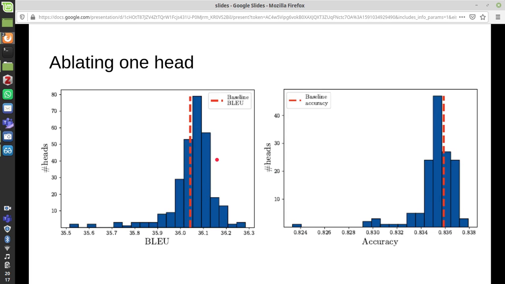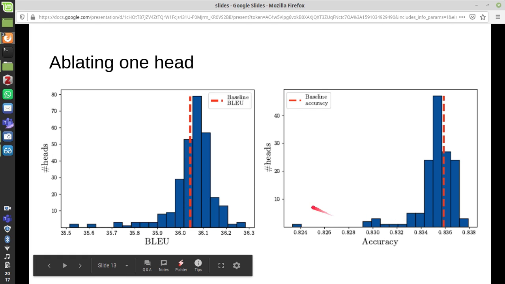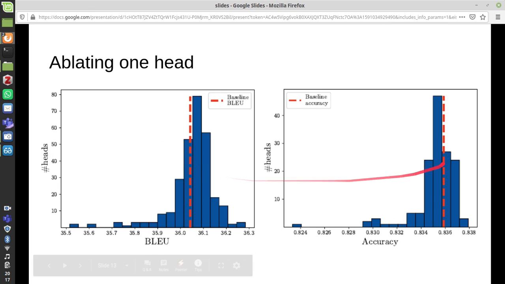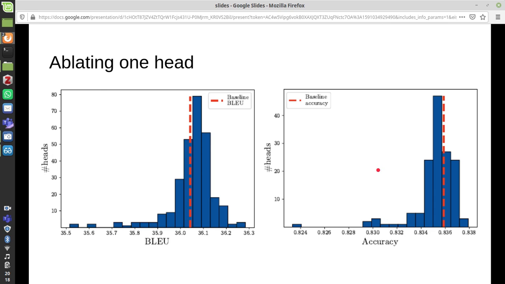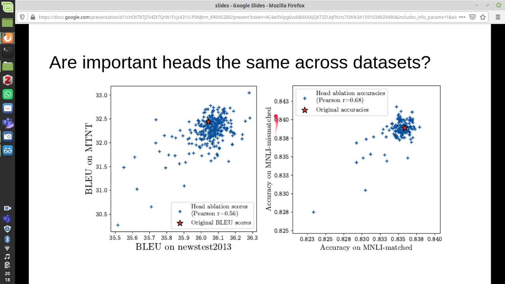So here we can see what happens if we shut down one attention head in the model. On the left we have the results for the original transformer, and on the right we have the results for BERT. And we can see that although there are some important heads, pretty much all of them are not important. And if we change the test data set, it's actually pretty much the same story. The results cluster around the original performance.